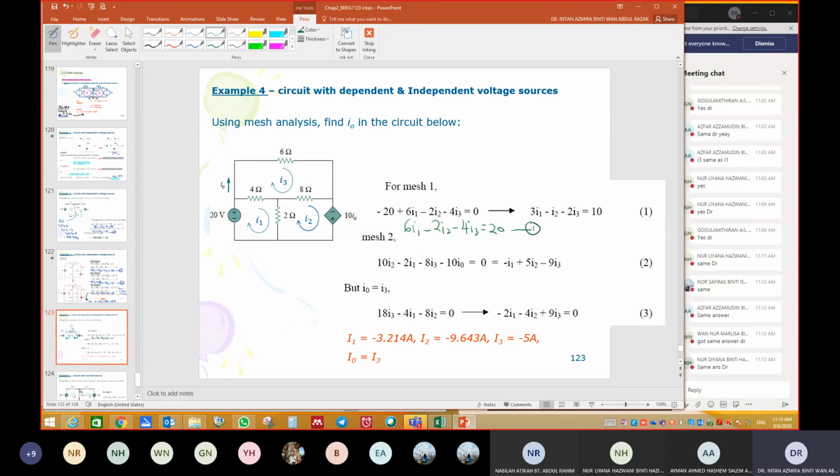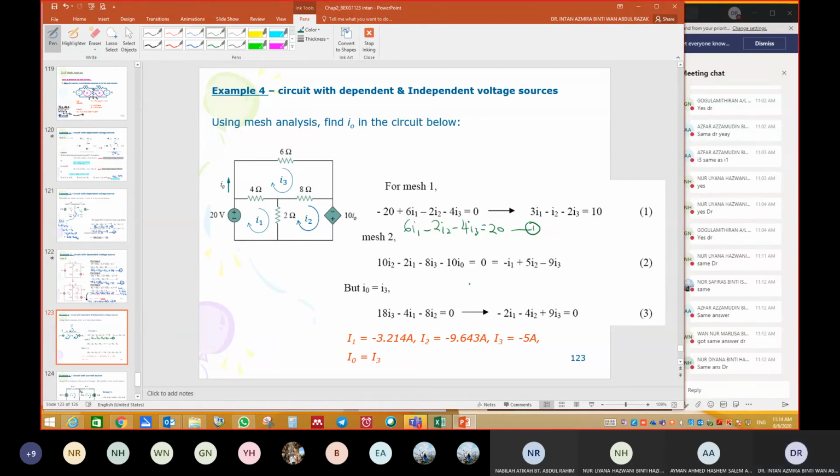So this is your first equation. And then this is your second equation. So 8 plus 2, we have 10, positive 10 I2. And then how about I1? 2, right? We have minus 2 I1. How about I3? We have 8 shared with loop 3, so minus 8 I3. Is there any voltage source? Yes, it is minus 10 I0. Don't forget to substitute this I0. I0 is equal to I3, right?